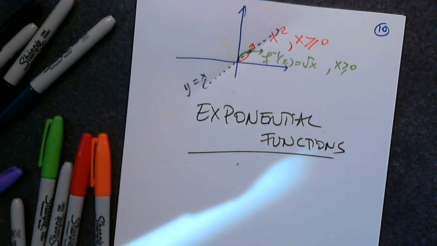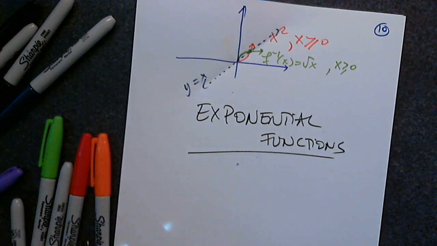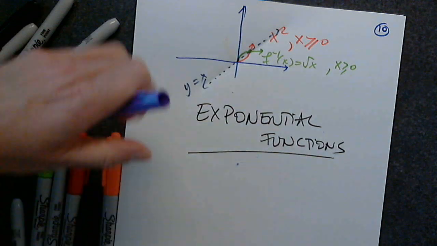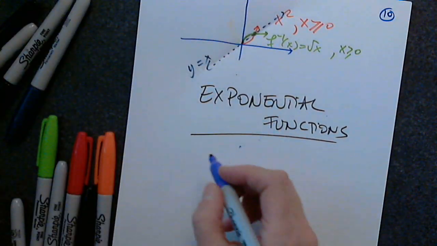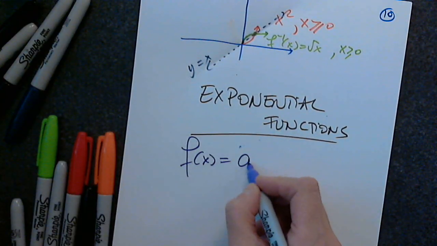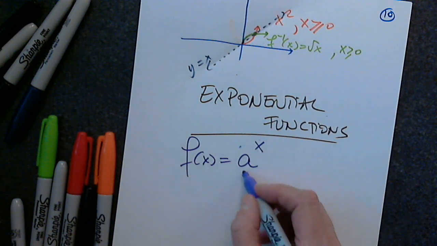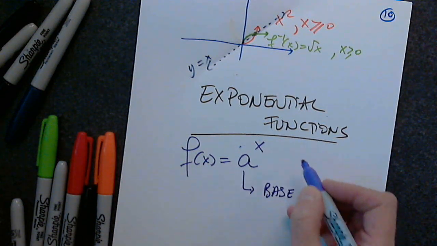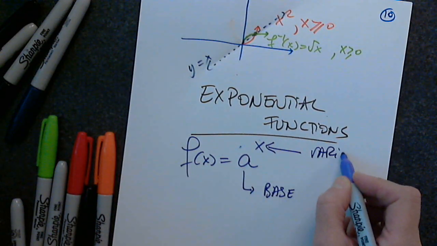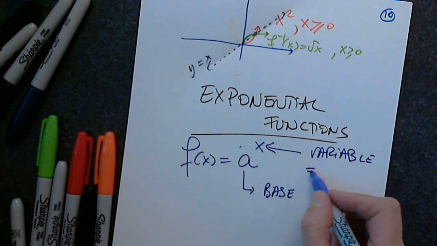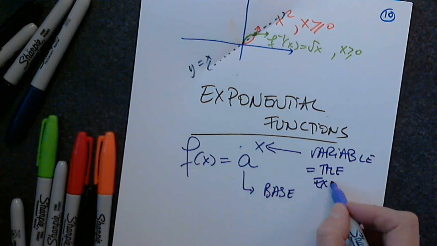Exponential functions. What do you think an exponential function is? Why is it called exponential? Because it has an exponent, and the variable is the exponent. So here's how it looks. A is the base, and x, the variable, is the exponent or power.